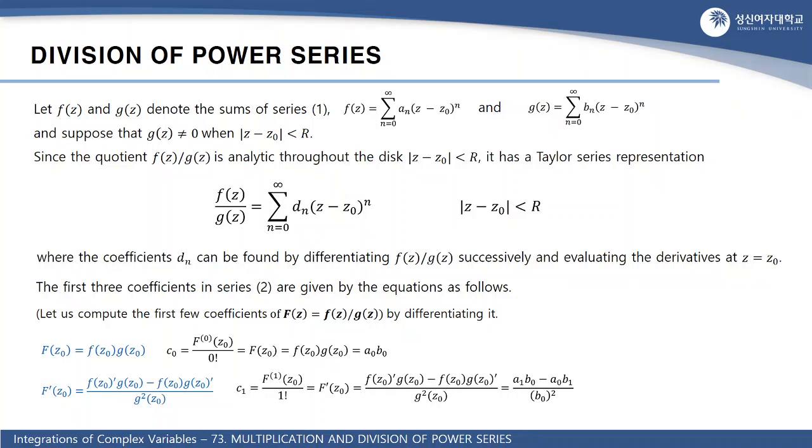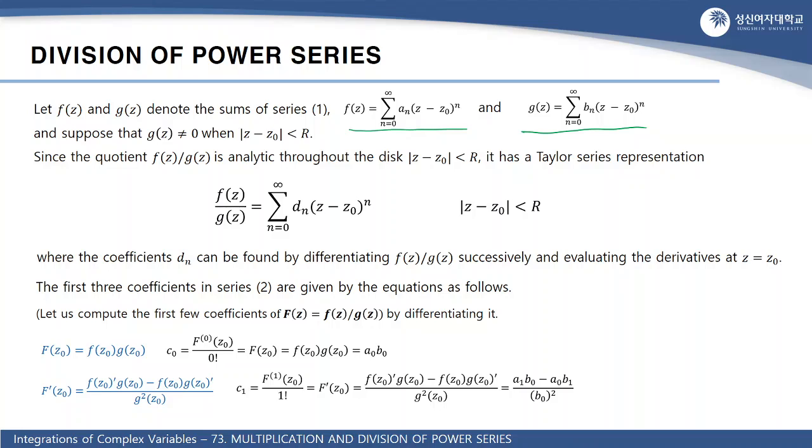Now we're next to the division of power series. We have just looked at the multiplication of power series till now, but we can handle division of a power series in a similar way. So let's assume that f(z) and g(z) denote the sums of series 1. That is, f(z) is given by this series, which has coefficient a_n, and g(z) is given by this series expansion, which has coefficient b_n. And suppose that we consider the division.